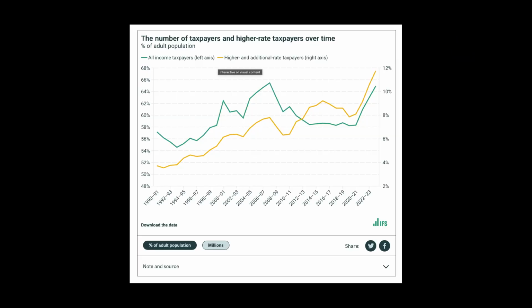The IFS does excellent work around public finances and taxes, but they also have the bad habit of using two y-axes in their graphs. I think this is bad because it makes things appear more similar than they actually are. I have strong opinions about this, so I redrew the graph using the same coordinates for everything.